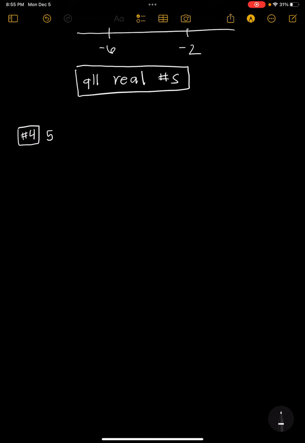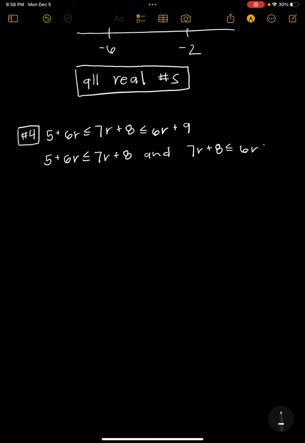This last example is an and example. And you've got these two inequality signs. So what we're going to do is treat it like what we treated the other and inequality, and we're going to separate the two equations. So the first equation is the left side and the middle. So we have 5 plus 6r is less than or equal to 7r plus 8. And then the middle and then the last. So 7r plus 8 less than or equal to 6r plus 9. Now I'm going to solve those.